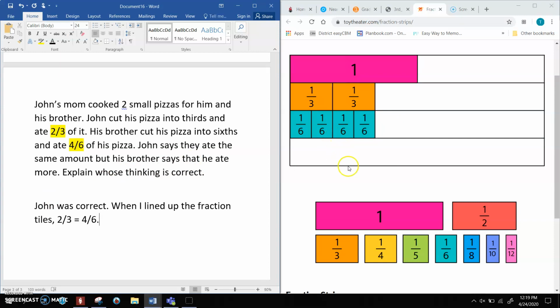Today we've used fraction tiles to show equivalence. Make sure that you are looking at the models I created on the quiz. And thank you for watching.